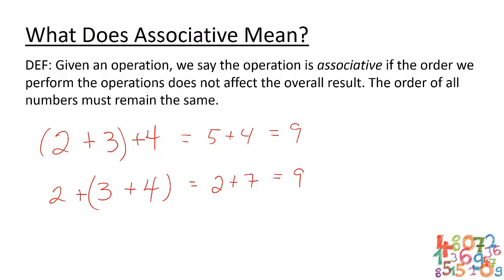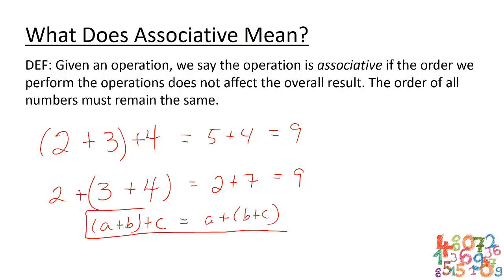In general, we might write that a plus b, and then adding to that c, is the same thing as a plus b plus c in brackets. So in essence, the order that we perform the addition doesn't matter. We're always going to get the same final sum.